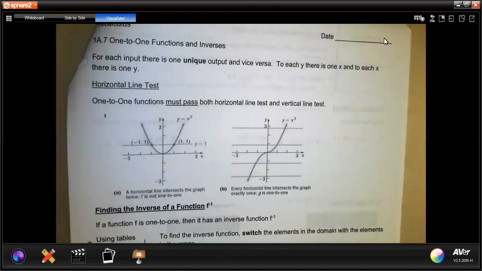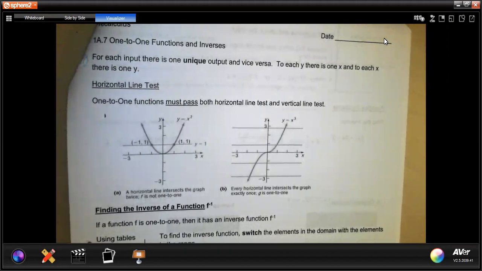Before we talk about the horizontal line test, let's review real quick what the vertical line test did in Algebra 1. When you had a graph of a function, you could drop a vertical line, and if it only touched in one place, that told you that it was a function. If it touched more than one place, then it told you that graph was not a function.